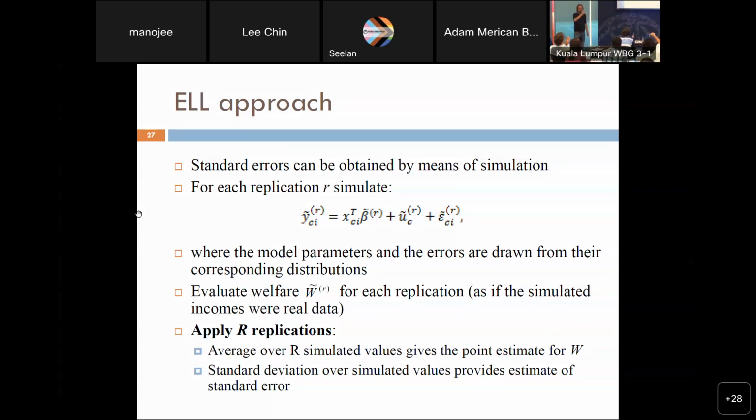Has somebody tried that, for instance, in some countries in the world where you have census data which also has income and consumption data? I'll get to that.